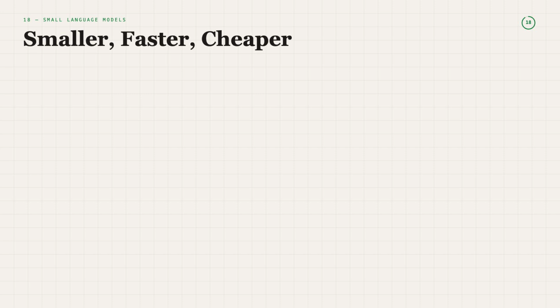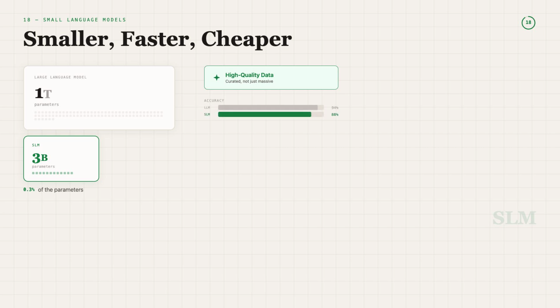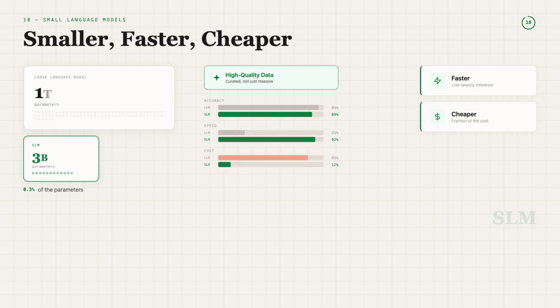Not every AI needs to be massive. Small language models, or SLMs, have a fraction of the parameters, maybe 3 billion instead of a trillion. But they're trained on really high-quality data. The result? They're almost as smart as the big models for specific tasks, but they're way faster, way cheaper, and they can even run on your phone. Sometimes you don't need a freight train. A motorcycle gets you there just fine.